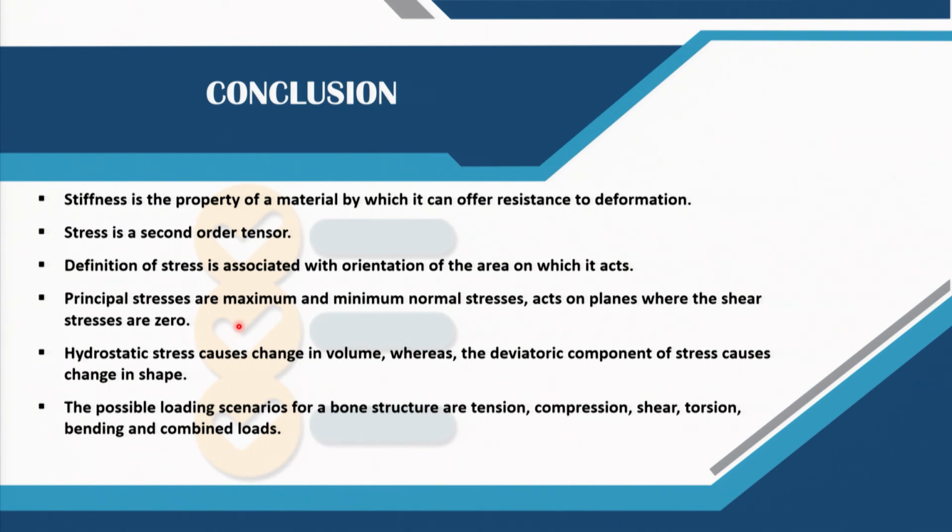Hydrostatic stress causes change in volume, whereas the deviatory component of stress causes change in shape. The possible loading scenarios for a bone structure are tension, compression, shear, torsion, bending, and combined loading, considering all of these basic loading configurations.